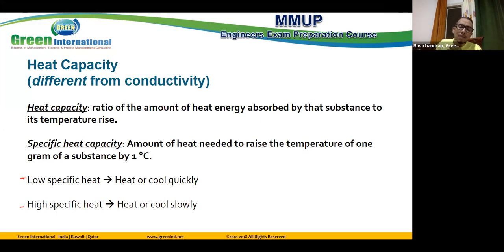It does not depend on whether the material is a good conductor or not. This is totally different, so when asking questions, be careful here: are you talking about thermal conductivity or specific heat? Okay, nice.